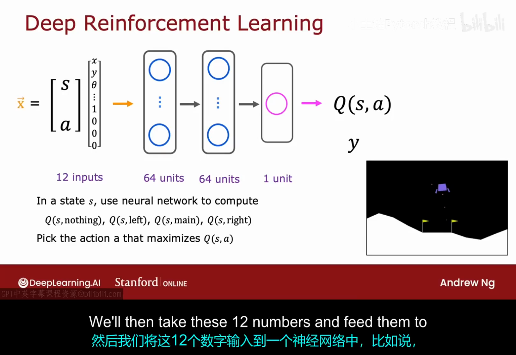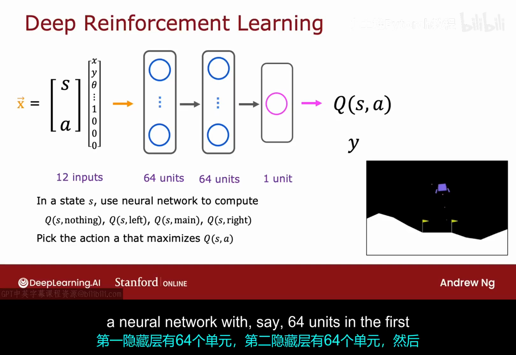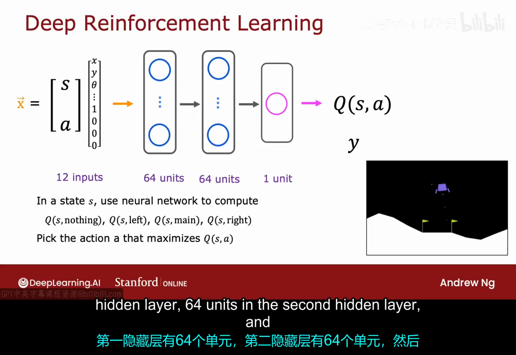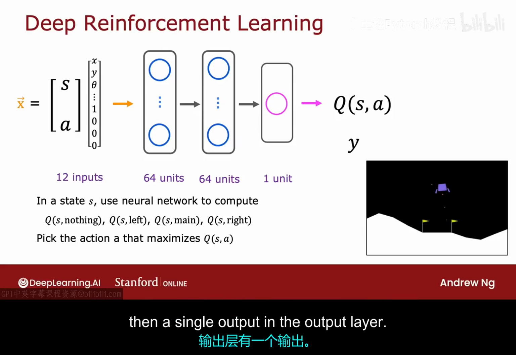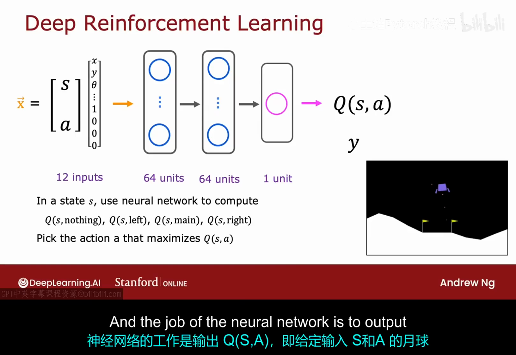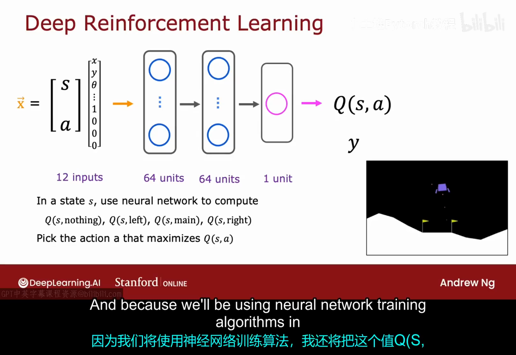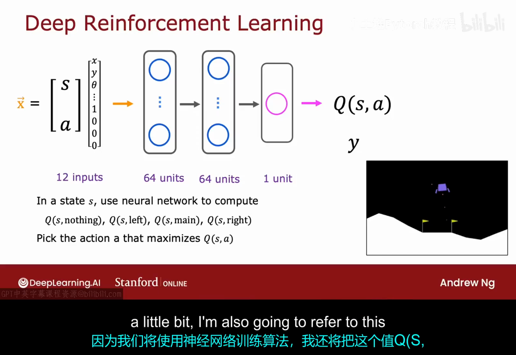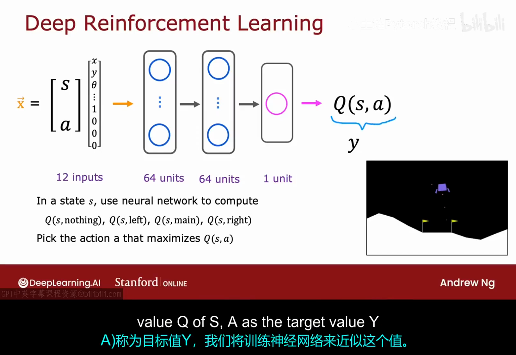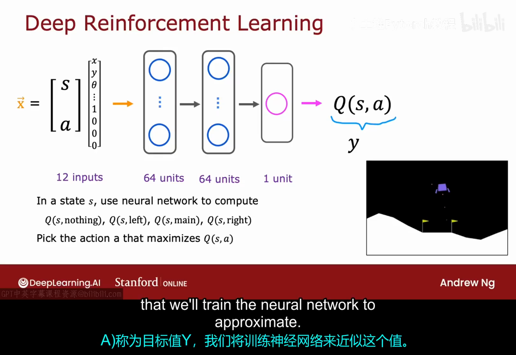We'll then take these 12 numbers and feed them to a neural network with, say, 64 units in the first hidden layer, 64 units in the second hidden layer, and then a single output in the output layer. And the job of the neural network is to output Q(s,a), the state action value function for the lunar lander, given the input s and a. And because we'll be using neural network training algorithms in a little bit, I'm also going to refer to this value Q(s,a) as the target value y that we'll train the neural network to approximate.